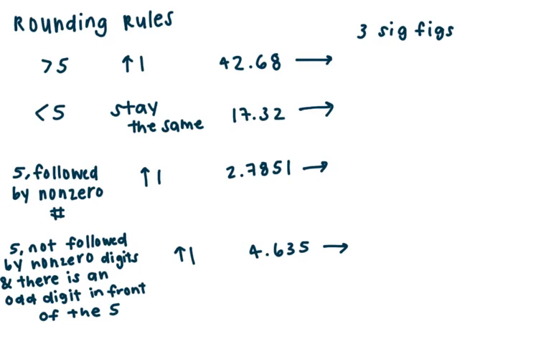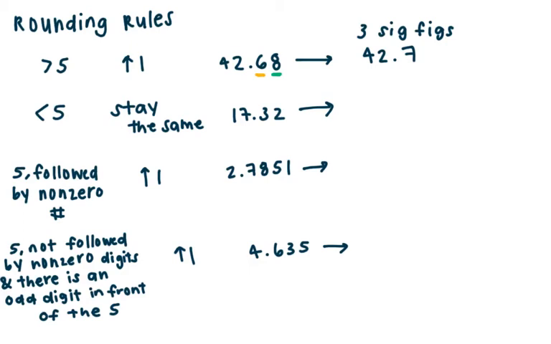Okay, so now I'm going to cover rounding rules. So for greater than 5, you're going to increase by 1. So I'll explain what that means. So here we're looking at 42.68. And if we want 3 sig figs, you're going to look at this digit right here. 8 is greater than 5. So that means when I'm rounding, we're going to increase the 6 by 1. So your answer will be 42.7.